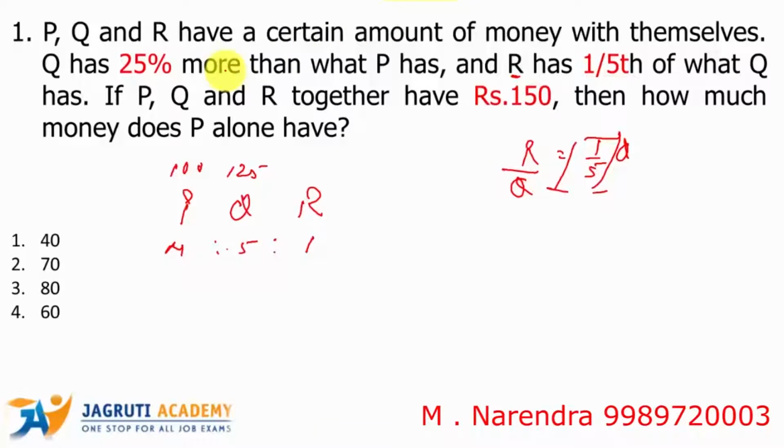And it is said that rupees 150 is what they have together. I need to find out how much money P alone has, and P alone has 4 parts out of the total 4 plus 5 plus 1, that is 10 parts. So P's money will be 150 into 4 parts over a total of 10 parts, 4 plus 5 plus 1, that's 10. So this gets cancelled, and 15 into 4 is 60. This is my answer. So my option choice is 4.